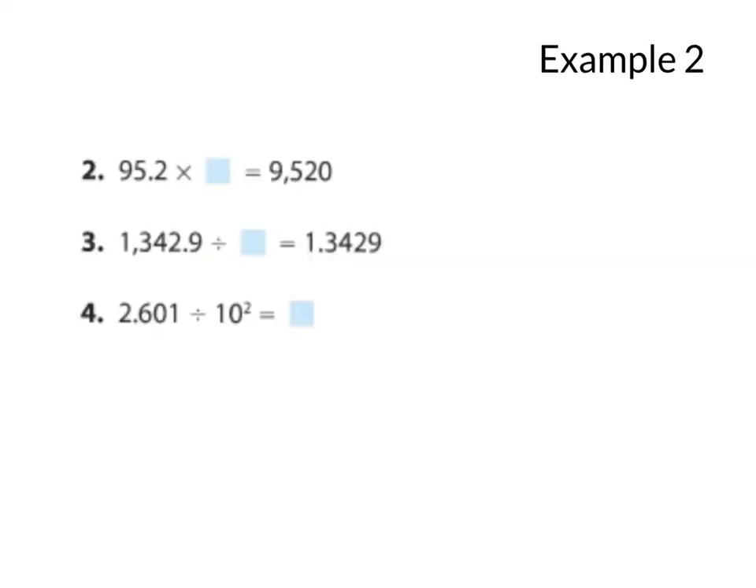Alright, so this is example 2, and please try these by yourself. You're asking yourself, what would I multiply 95.2 by to equal 9,520? Likewise, what would I divide this number by to equal over here, and so on. When you have your answers, feel free to unpause the video and check your answers. Please pause the video now.